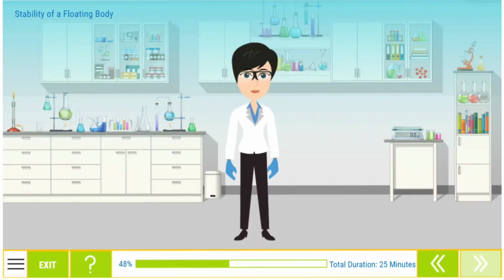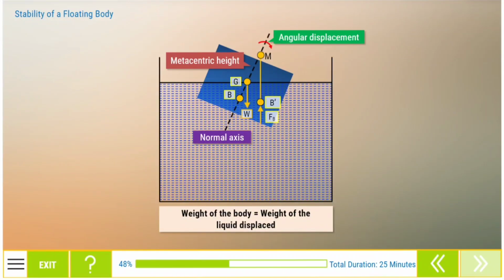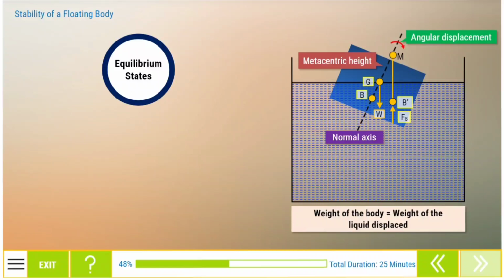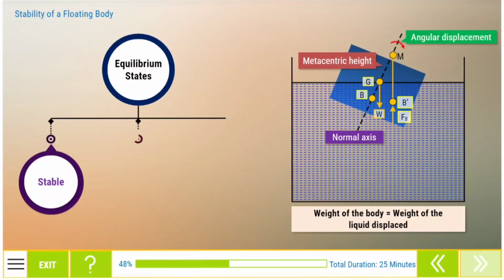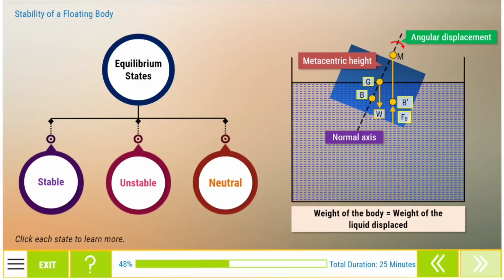Stability of a floating body. We learned about metacenter and metacentric height. Let's learn how to determine the stability of a floating body. The stability of a floating body is determined from the position of the metacenter, that is M. In the case of a floating body, the weight of the body is equal to the weight of the liquid displaced. A floating body can have three states of equilibrium, such as stable, unstable, and neutral. Click each state to learn more.